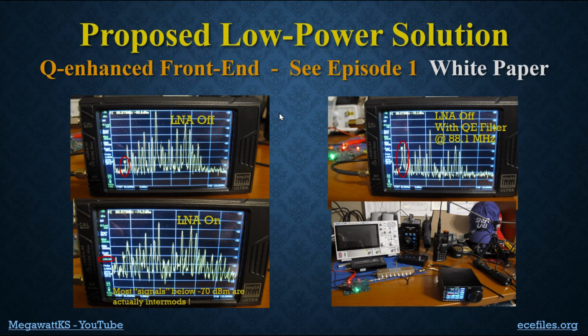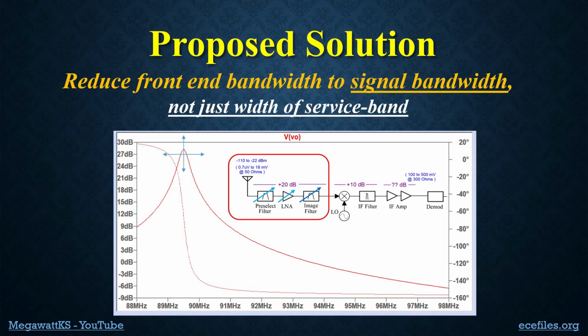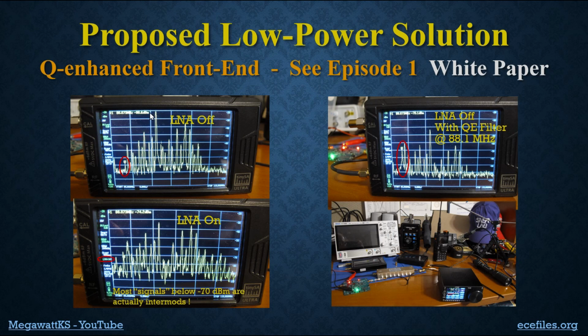So we've been working on a solution for low power things like that, and we call it a Q-enhanced front end. It was covered in detail in episode 1, so I'll refer you to that if you want to understand it in more detail. What it allows you to do is filter and amplify the input spectrum, but select a signal, and the filter that we're using is about 200 kilohertz wide bandwidth. So it attenuates all of this other stuff a lot while it's amplifying the desired signal by 30 dB.